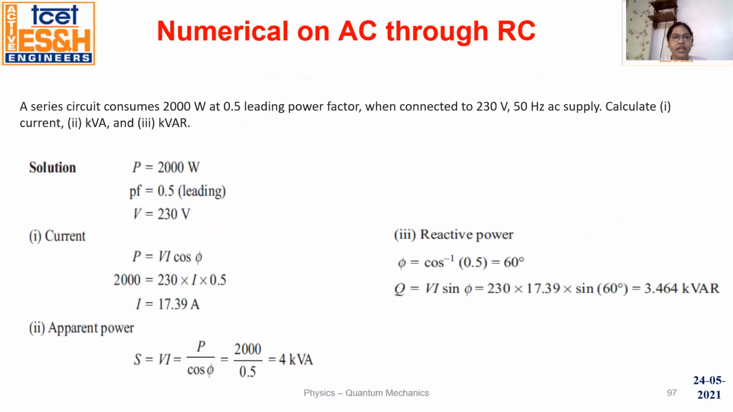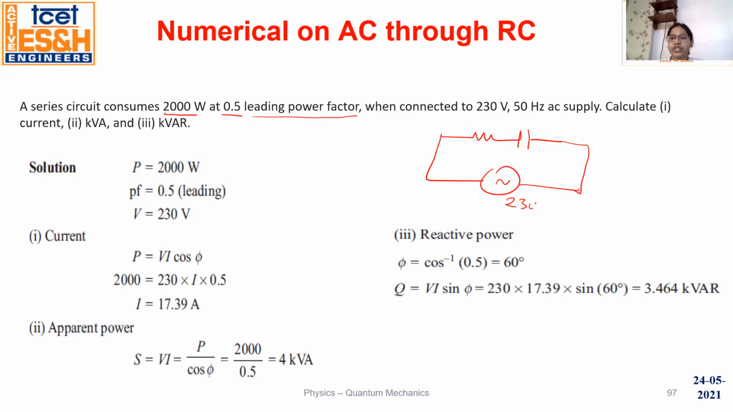There are various numericals. So I take this. Here in this circuit, the circuit consumes 2000 watt and has 0.5 leading power factor. It means your circuit has a capacitor in it. When connected to a 230 volt 50 hertz AC supply, your circuit has a leading power factor. It means it has this type of combination.